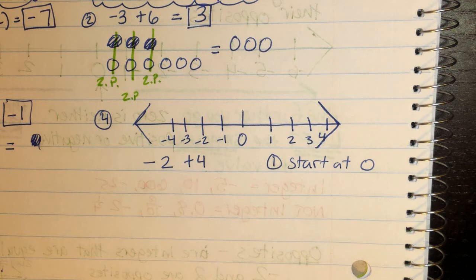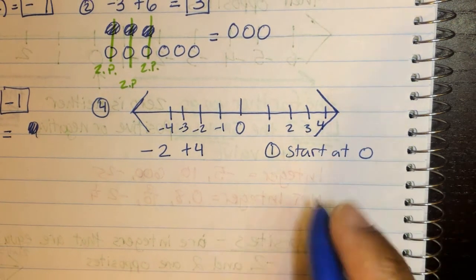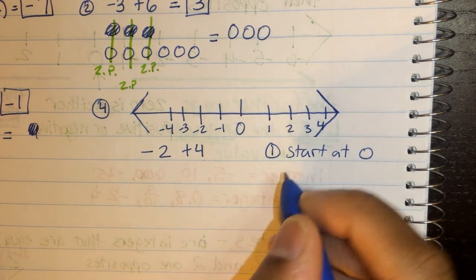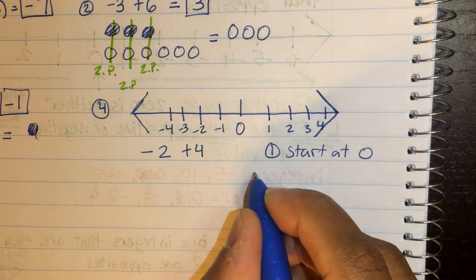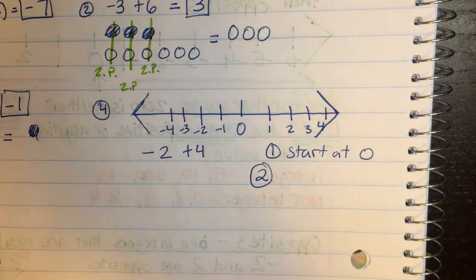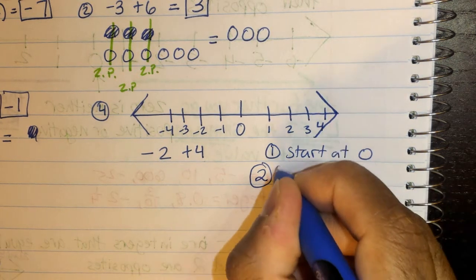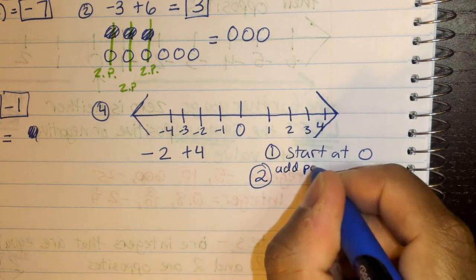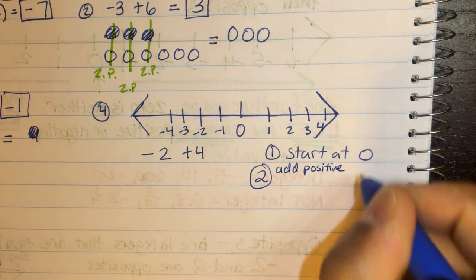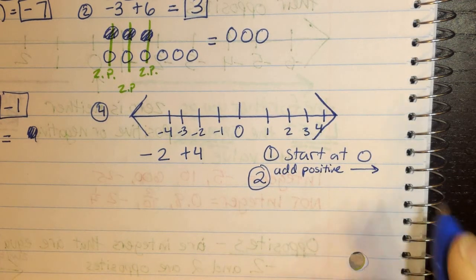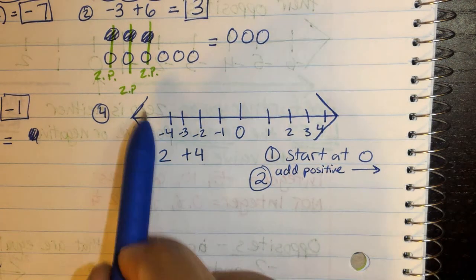And again, you can do abbreviations, symbols, whatever you need to do to make sure you get your notes completed. So always start at 0. Then step 2 is going to tell you how to move on your number line. If you're adding a positive number, we move to the right, because we move in the positive direction, we're gaining.